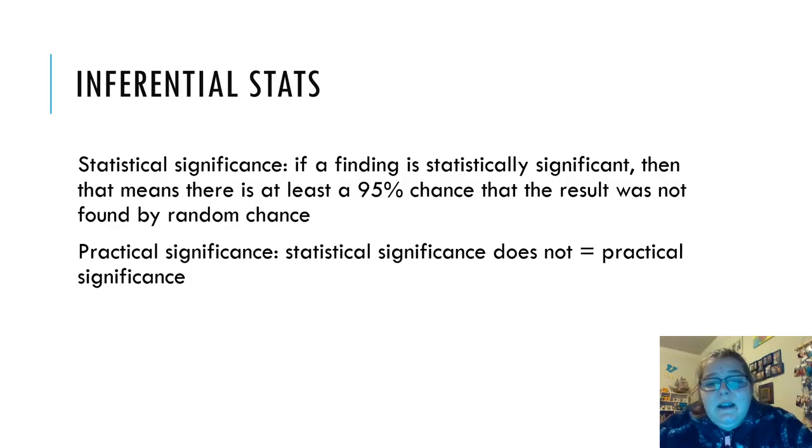Statistical significance, I mentioned this in the correlation portion of the lecture, but basically, if a finding is statistically significant, then that means there is at least a 95% chance that the result was not found by random chance. There is probably a relationship between them. However, statistical significance does not mean your finding has any practical applications. You can find a significant relationship between height and intelligence. That doesn't mean it has any practical significance.